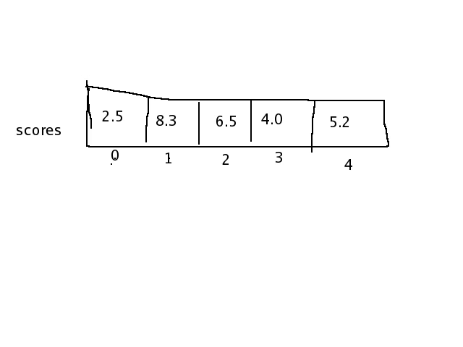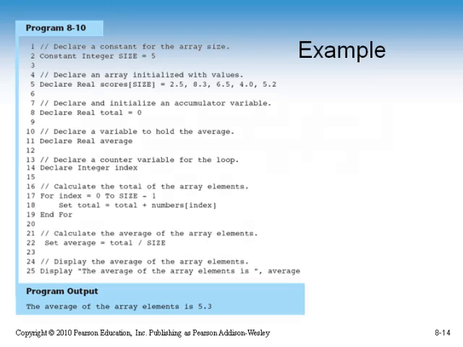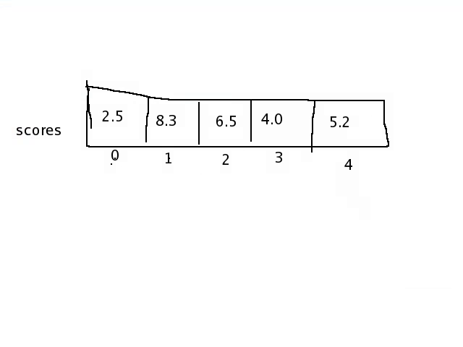You have to be able to create this based on a line of code. This was line 5. Line 5 creates this. You have to be able to draw this on a piece of paper. It will help you immensely when you're writing your programs and when you try to understand programs that other people have written.